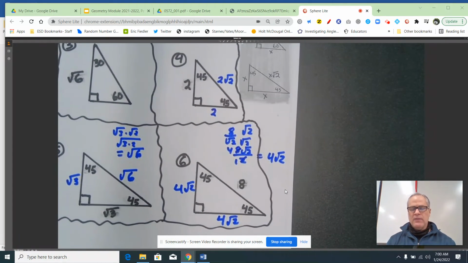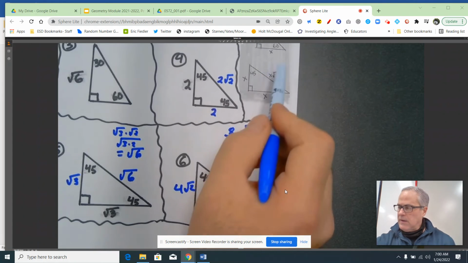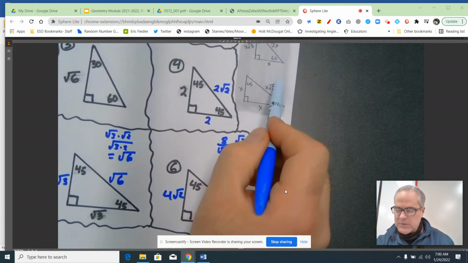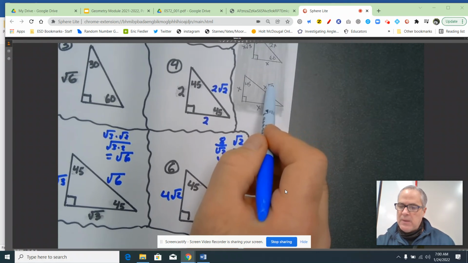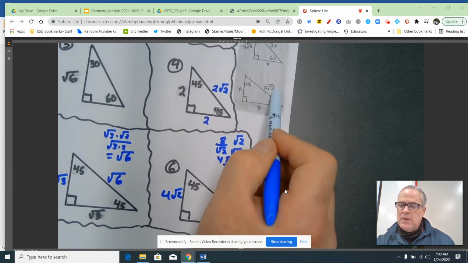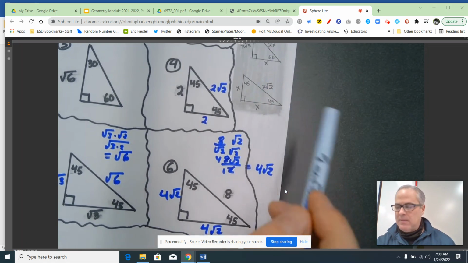Okay, we'll continue to practice that in class, but remember this. If you're given the hypotenuse, since the hypotenuse is a leg times the square root of 2, to get a leg, you take the hypotenuse and divide it by the square root of 2.